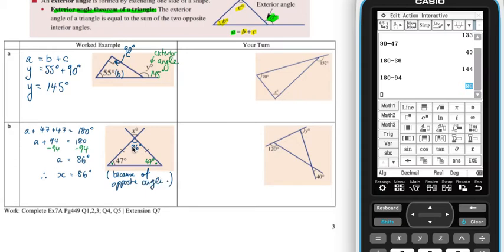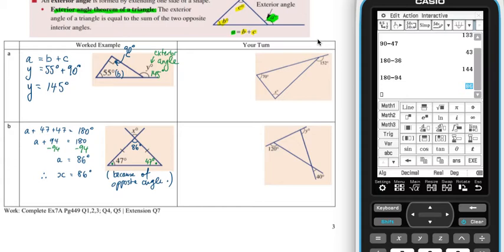Now, please pause the video, and I want you to have a shot at these triangles on the right-hand side. Once you've completed these, press play on the video, and then see if you got your answers correct. Once you're finished, we'll be working through these questions shown below. So, we're going to go through the your turns now.